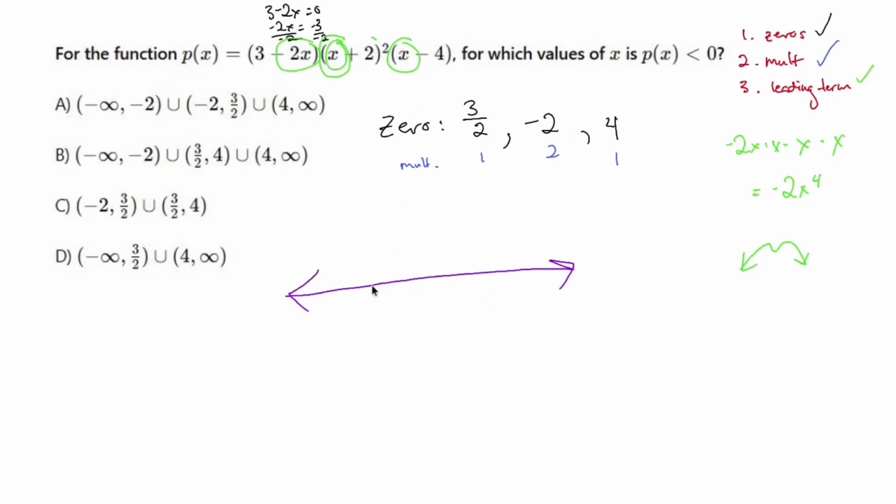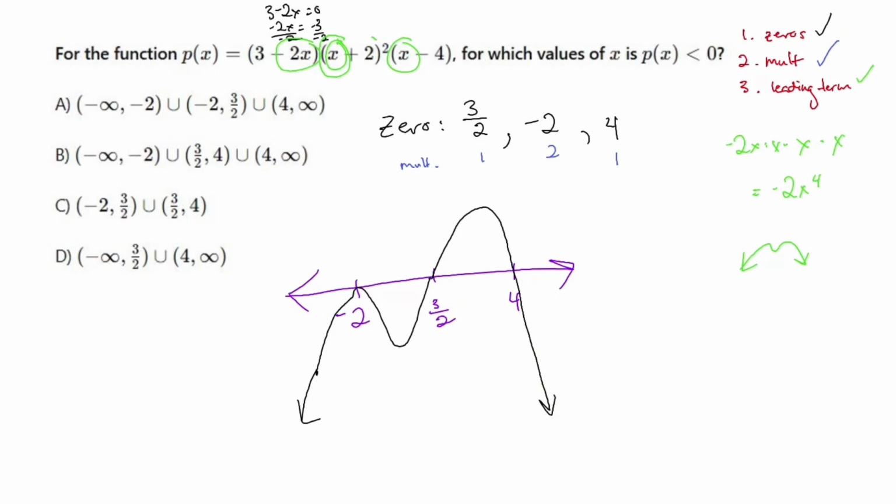Now what I do with all this information is I make myself a sign graph. I label my zeros, negative 2, 3 over 2, and 4. I'm starting at the bottom here, and I'm going to make sure I notice that as I head towards negative 2, since the multiplicity of negative 2 is even, it's not going to go through negative 2. It's going to bounce off like that. Then it's going to come back up. It will go through 3 over 2 because the multiplicity is 1, come back down through 4 for the same exact reasons, and my end behavior goes down that way.